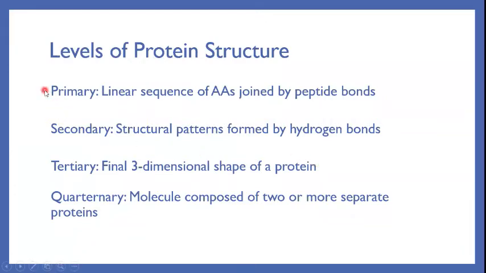We see it right here. A linear sequence of amino acids joined by peptide bonds. The secondary level is when structural patterns begin to form by hydrogen bonds. We'll see a picture of that next. Tertiary is a final three-dimensional shape of a protein that is achieved by all of those structural patterns and bonds. And quaternary is a molecule composed of two or more separate proteins that have joined together to form an entire structure.